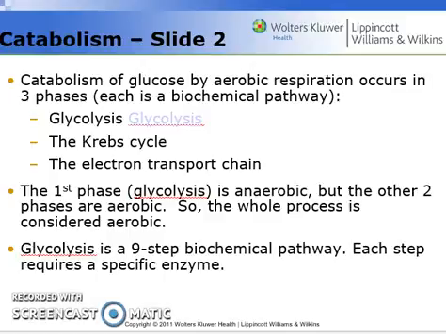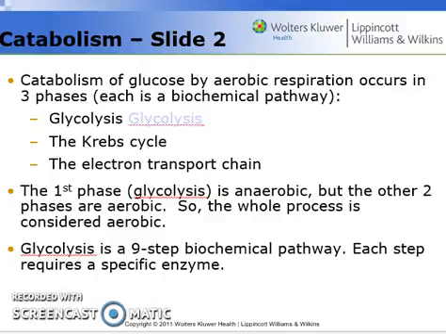And so in the electron transport chain, we essentially have carrier molecules moving electrons down a chain in order to generate ATP. So let's delve a little bit into some more details of these processes. Again, the first phase is that of glycolysis. This particular process is considered to be anaerobic, which means oxygen is not required for the breakdown of a glucose molecule.